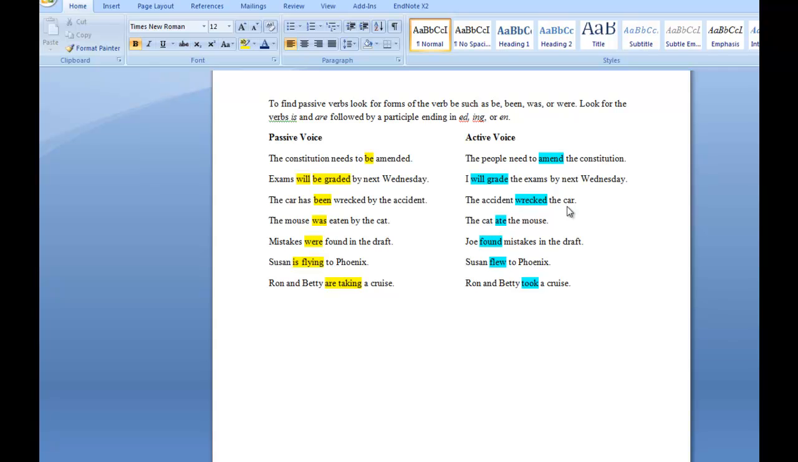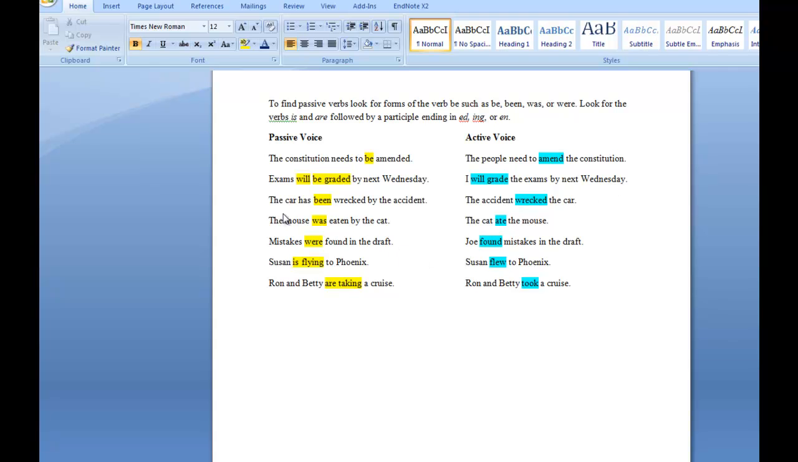Let's look at another example. Exams will be graded by next Wednesday. Okay, that's a passive sentence. And if we flip this around and put in I will grade the exams by next Wednesday, that clarifies it, because before it didn't say who was doing the grading, but now it does. So we put the subject in, followed by the object, the exams. Okay, where the exams came first before, and we didn't have a subject. So active helps clarify and make it crisp and clear what you're talking about.